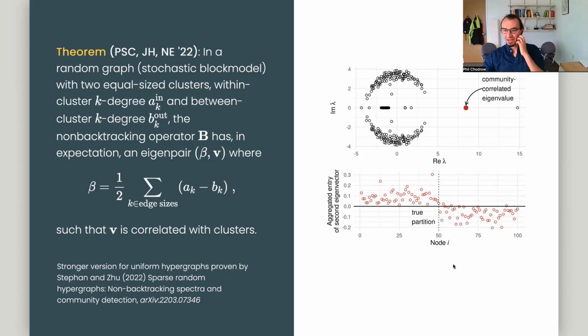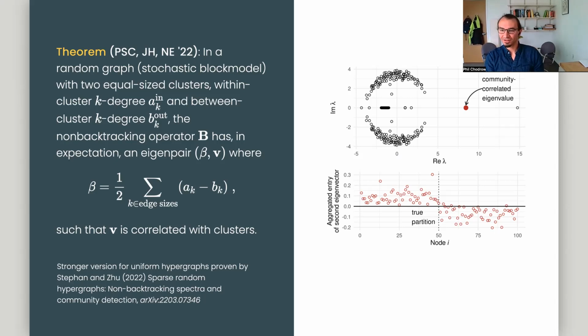So on the right, I've shown you a schematic picture of this. At the top, I'm pointing you to beta. Beta is the community-correlated eigenvalue here. This is a plot of all the eigenvalues of a relatively small matrix. You can see that most of them are concentrated in this nice disk. There's one on the far right, the largest real eigenvalue, that is correlated with degree information but doesn't really tell you anything about the clusters.